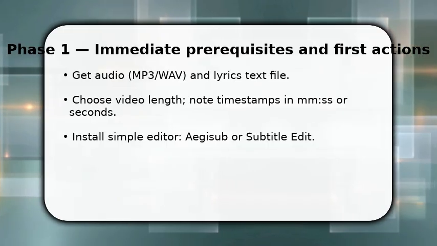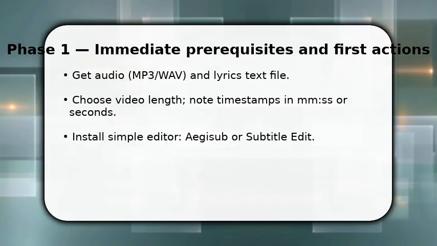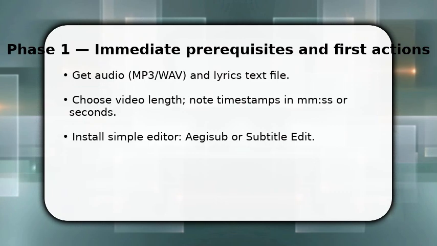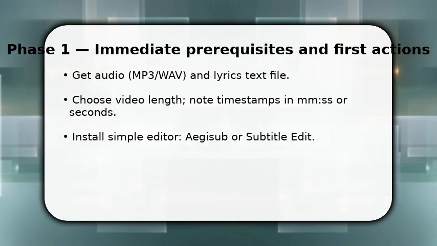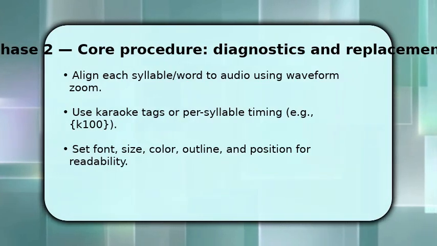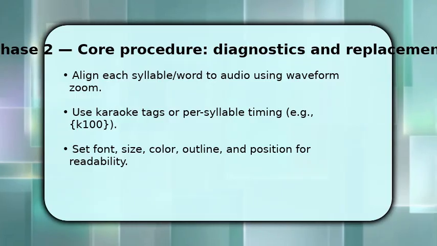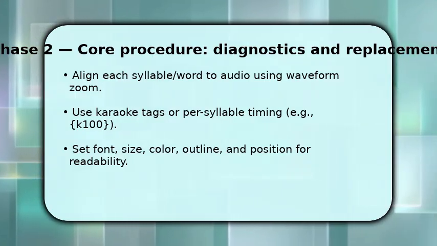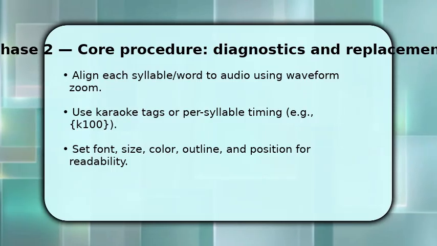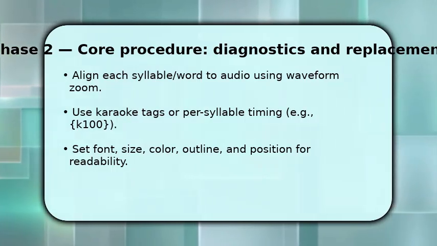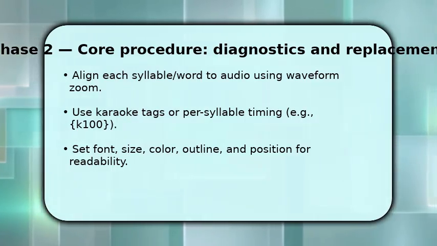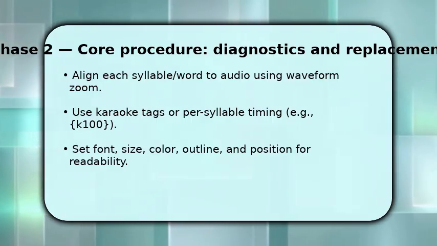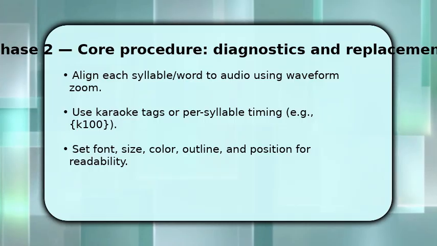This gets you into a rhythm quickly. It avoids doing tedious setup later and keeps alignment accurate from the first pass. Next, you refine timing and add style. Zoom the waveform, snap each syllable or word to its exact hit because precise sync makes the karaoke feel responsive. Use karaoke tags or manual per syllable timing such as \K100 in ASS style and test playback repeatedly.